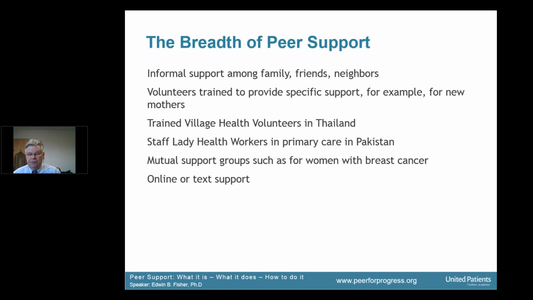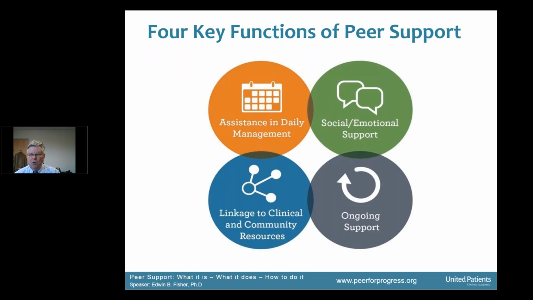In the United States, for example, we have a number of support groups for women with breast cancer where they help each other deal with the stressors that disease brings to them. And it also includes increasingly online or text support. The web, digital health are becoming important avenues for peer support. Across all of these, Peers for Progress has emphasized what we call 4 key functions of support, and they're really pretty simple. Assistance in daily management.